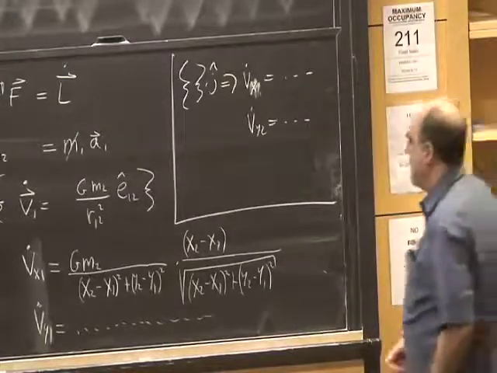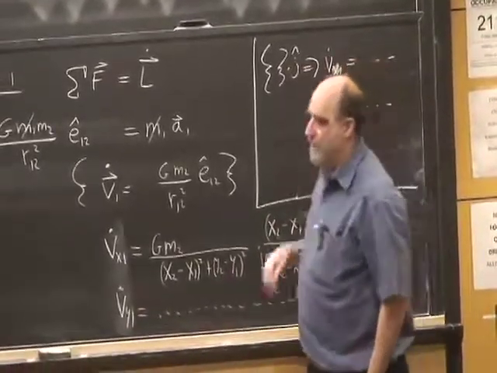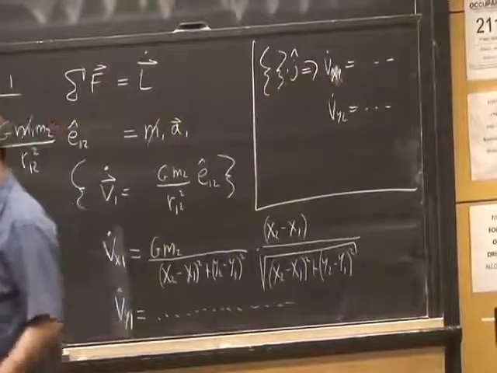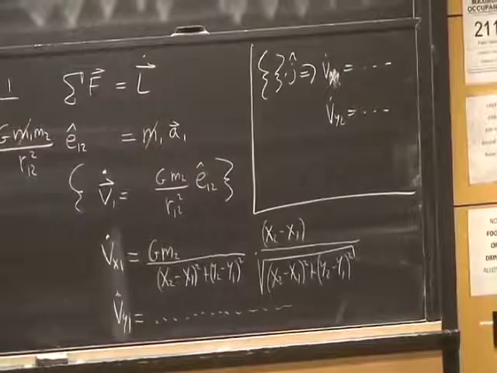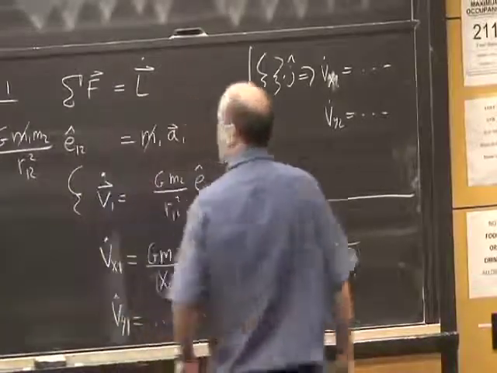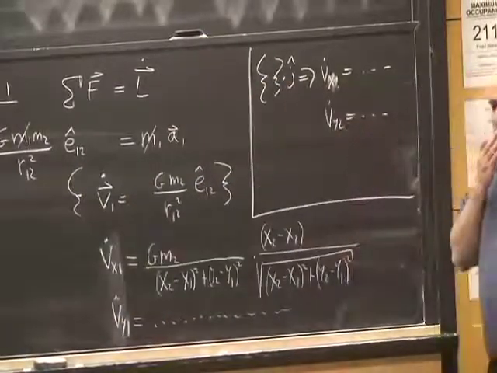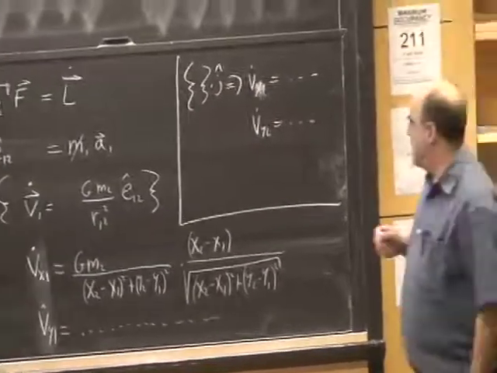Okay, so 4 of them have to do with the rates of change of velocities, and then 4 of them are x dot equals vx, y dot equals vy. That's 2, and that's true for both mass 1 and mass 2. So from this, we get 8 differential equations. Okay, does anybody have any questions about those 8 differential equations?